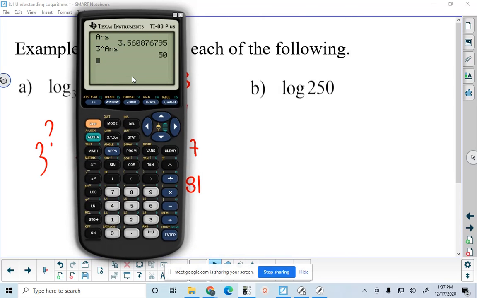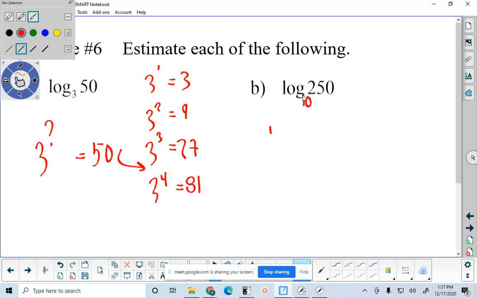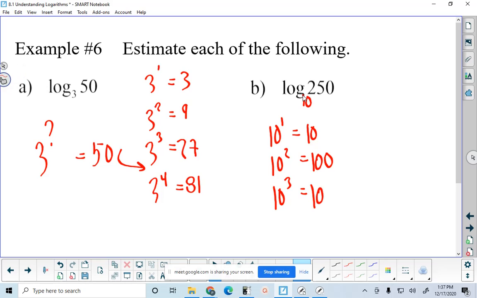What about log of 250? Well, that's log base 10. So, I don't know, 10 to the 1, that's not even close. 10 to the 2, that's 100. 10 to the 3, that's 1,000. Okay, so it's somewhere between 2 and 3.